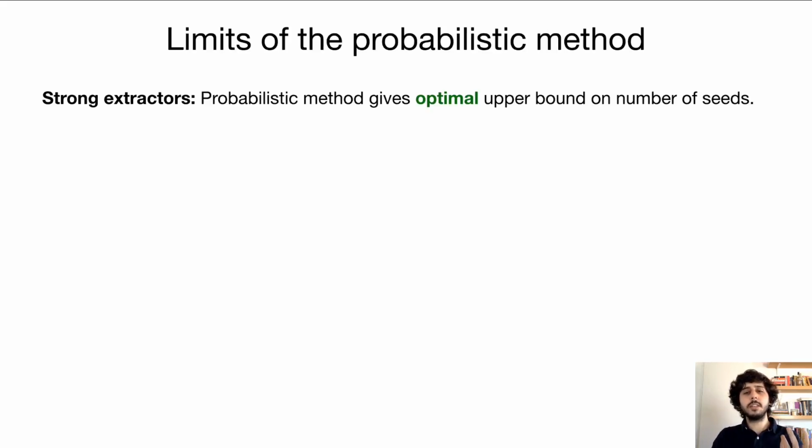If we're trying to answer a question like this, the most natural thing to do first is to study the upper bound given by the probabilistic method. We know that for strong extractors, the probabilistic method gives the optimal upper bound on the minimum number of seeds, and this is actually true for many other pseudo-random objects like multi-source extractors and randomness dispersers. So it is natural to wonder what kind of upper bound the probabilistic method gives for somewhere extractors.